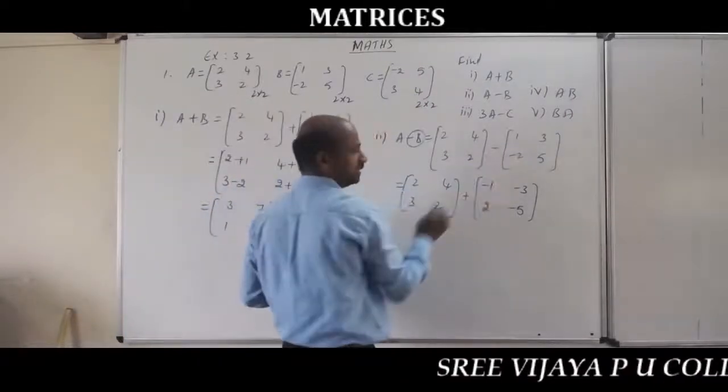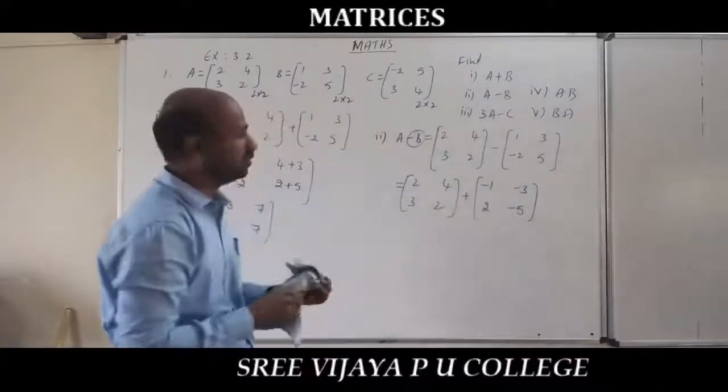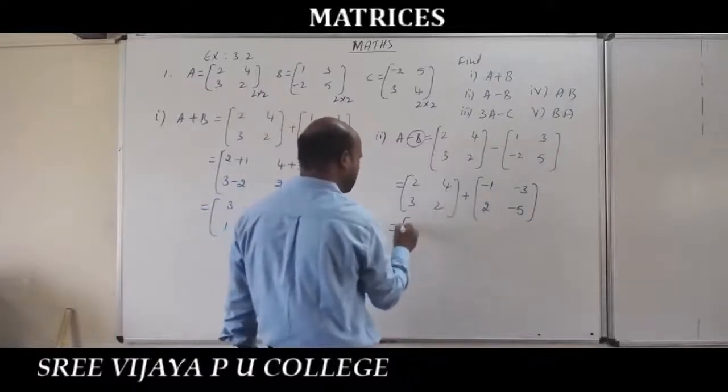The plus sign on the first matrix stays, and the elements of B are multiplied by the minus sign. Plus into minus is minus. Now we have to add the corresponding elements.